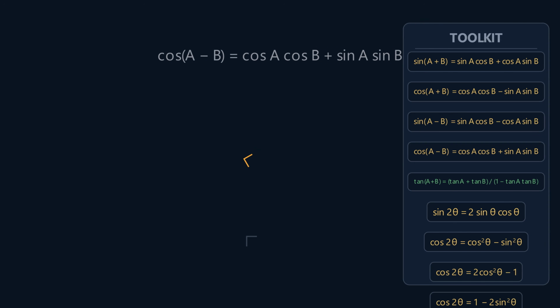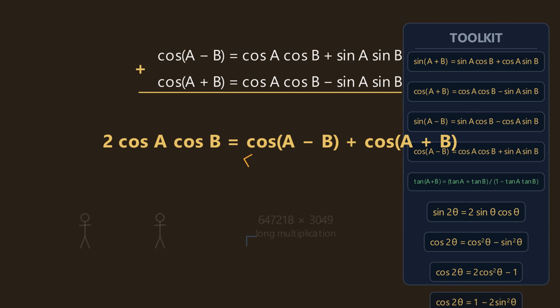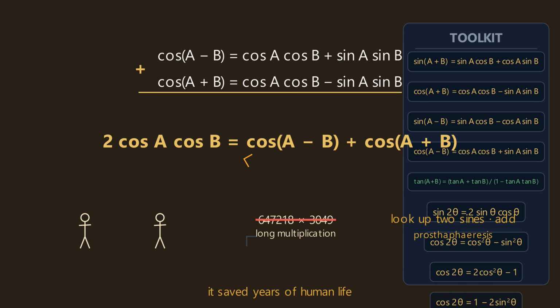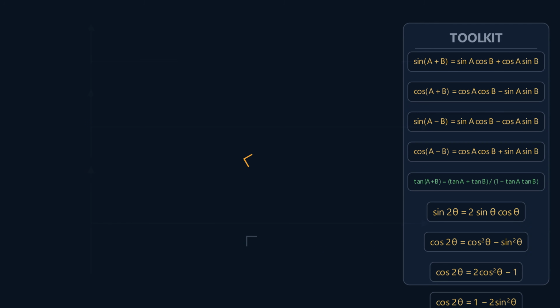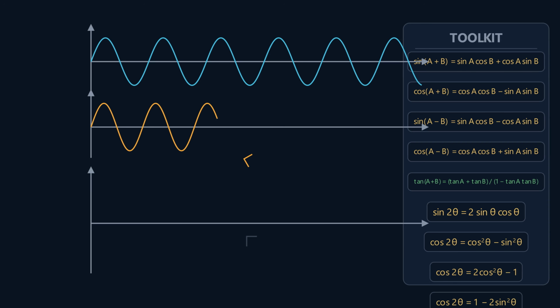There is one more family, and it used to be the most valuable mathematics in Europe. The product to sum formulas turn a multiplication of 2 trig functions into an addition. Before logarithms existed, astronomers used these to multiply enormous numbers by looking up sines and adding them instead. The technique was called prosthaphaeresis, and it saved years of human life. And that formula is not a museum piece. It is why, when 2 instruments play almost the same note, you hear a slow throbbing.